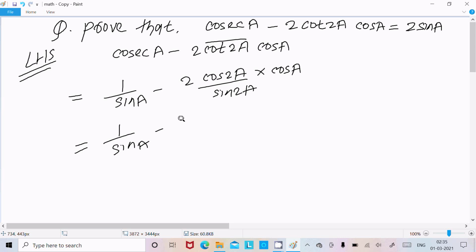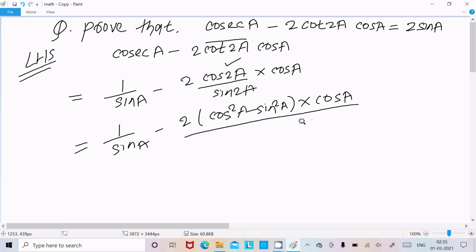Now for cos 2A we can write cos square A minus sin square A, that is the formula. And for sin 2A we can write 2 sin A into cos A. So cos A cancels, 2 cancels.